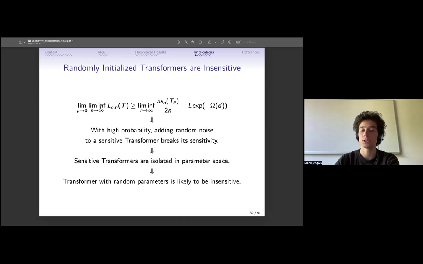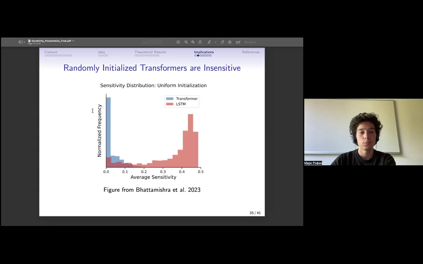And this means that sensitive transformers are isolated in parameter space because you make any step in any direction, and then with high probability, the transformer is not sensitive anymore, which means that there are just much more transformers which are insensitive than the transformers which are sensitive. So this entails that a transformer with random parameters is very likely to be insensitive. Which is, again, a known empirical observation from prior work. And now we have an explanation for this.